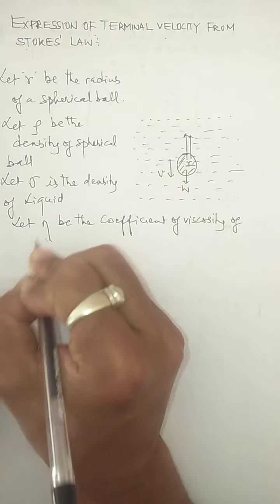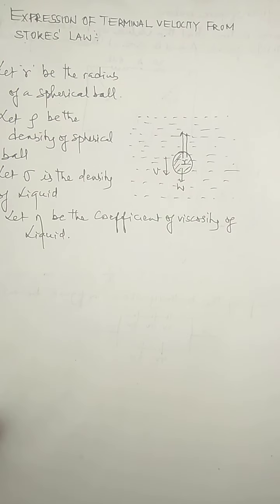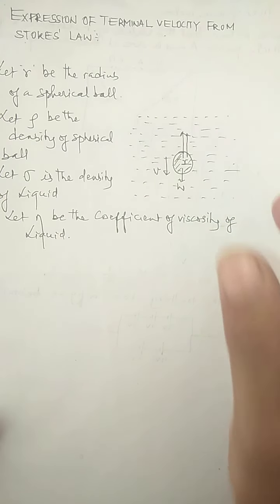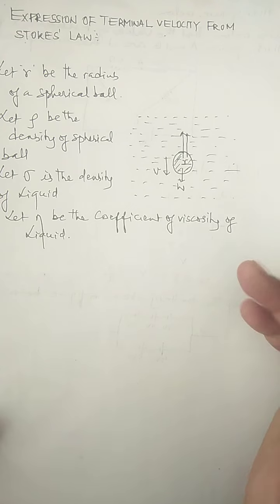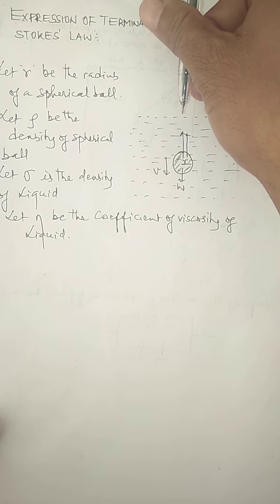Viscosity of what? Liquid. Now, in order to come to the expression of terminal velocity, let me just again tell you this part, which is important, you need to understand. As you know, when a spherical ball or body is just dropped into the layer of the liquid, it will start falling down slowly.